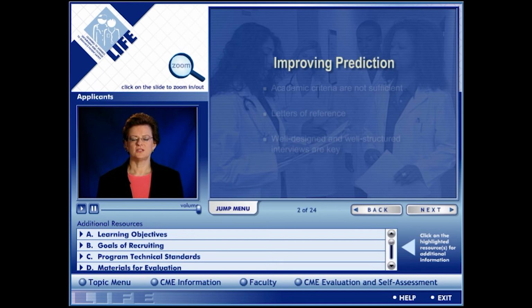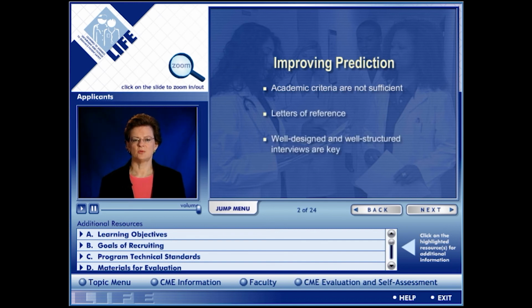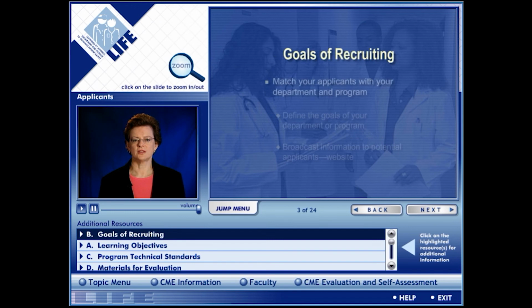Studies and experience suggest that the traditional academic criteria are not sufficient for predicting clinical performance of residents. Evaluating letters of reference is somewhat helpful, but the information gained from a well-designed and well-structured interview can be the best basis for decisions. The goals of recruiting are to match the goals and attributes of your department and program with those of your applicants.